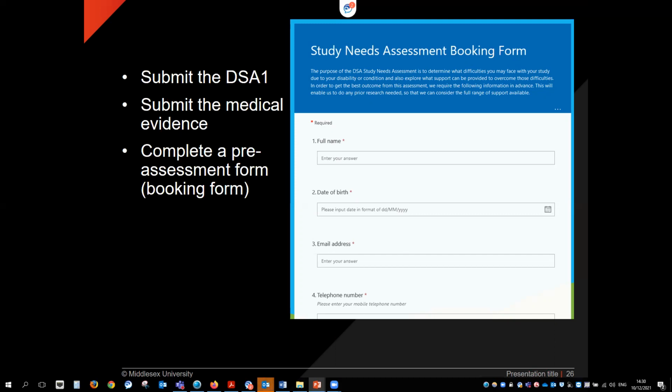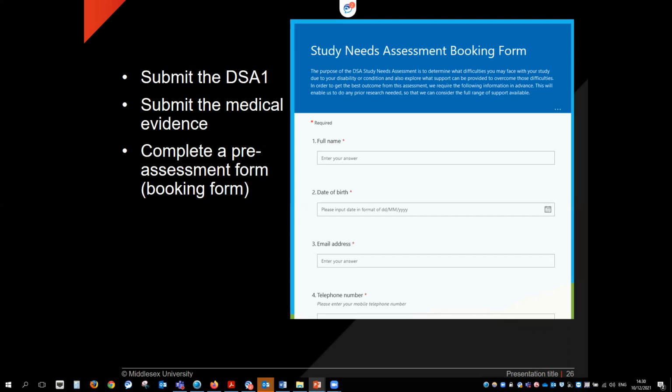Why do we ask for all of this? Because we absolutely know nothing about that student. We don't know the student. Even if they're a Middlesex student, we don't have access to their details. So we need to know what the student's name is, what course they're studying, how long the course is, what their condition is, how they are struggling with their condition.